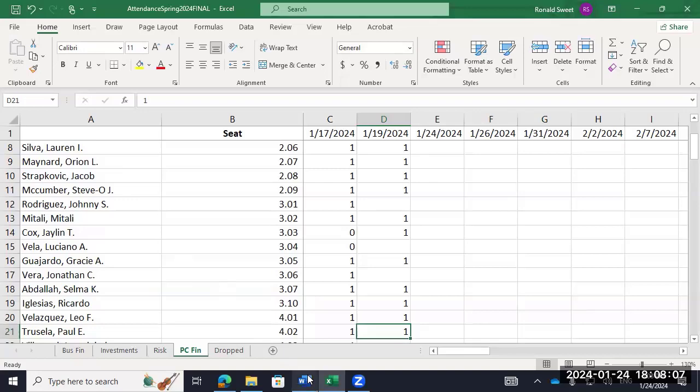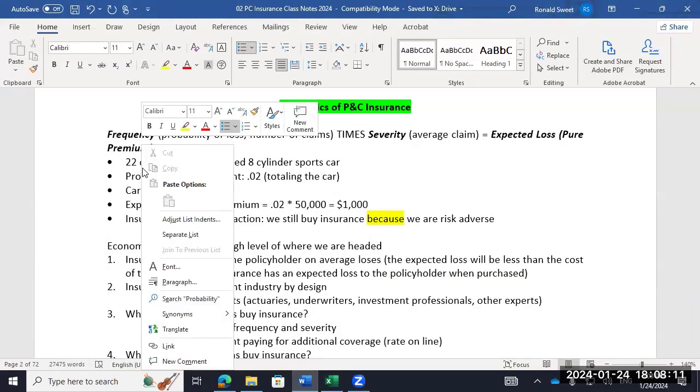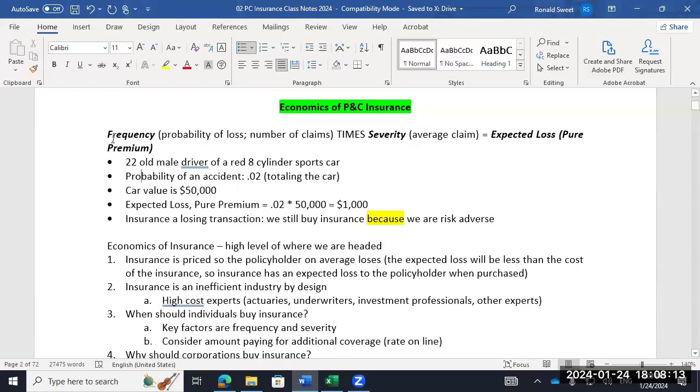All right. Let's talk about this industry. It is an interesting industry. The economics of it. For the P&C side, remember frequency and severity is very important on the P&C side, both of them. On the life insurance side, severity is somewhat of a given. You know how much you're going to pay if someone dies, but on this side, how many accidents are you going to have? And if you have an accident, how much is it going to cost? So you have to know both of them.